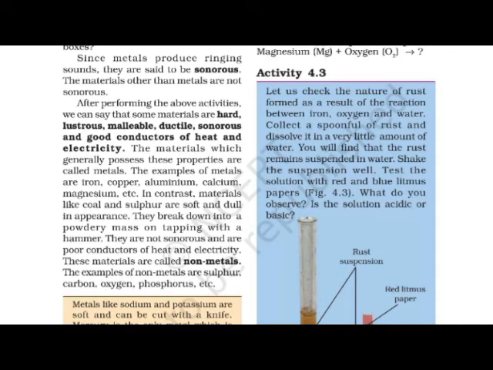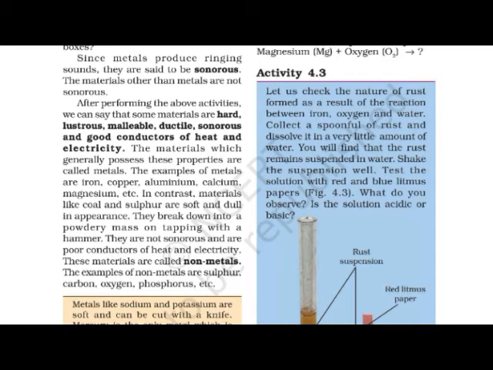After performing the above activities, we can say that some materials are hard, lustrous, malleable, ductile, sonorous and good conductors of heat and electricity. We have conducted various tests and discussed activities, and from them we came to know this. The materials which generally possess these properties are called metals. Now, if we want to know what is a metal or a non-metal, we should have some criteria to decide.